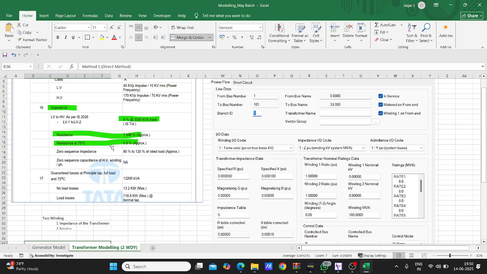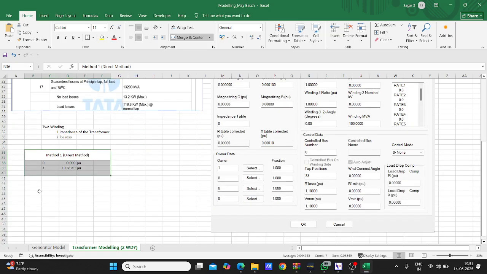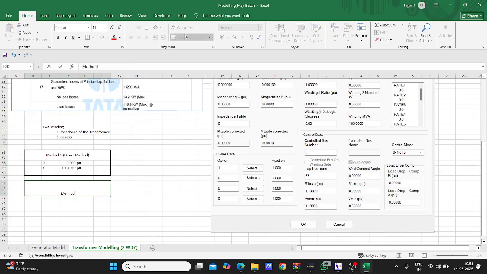Suppose in some transformer data sheets it is not given directly. Most of the ones currently provided for new transformers give R and X directly. But in case R and X values are not given directly, what other methods do we have? That's why method 2.